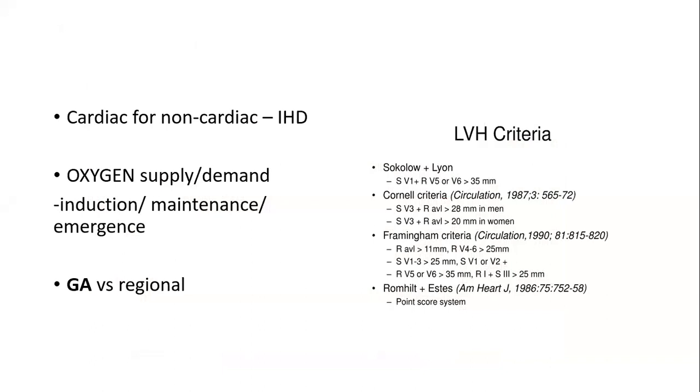So your goals in deciding your optimization and which anesthesia you're going to do for this patient will revolve around oxygen supply and demand to the heart. With your induction, with your maintenance, with your emergence, all you're playing around with is oxygen supply and demand to the heart. And again, GA versus regional: a lot of people would go for spinal anesthesia, which is not necessarily a good idea.